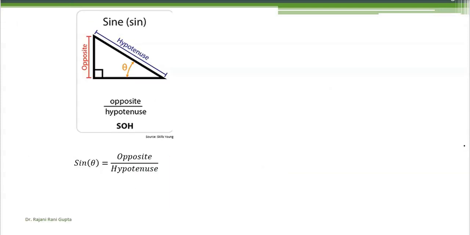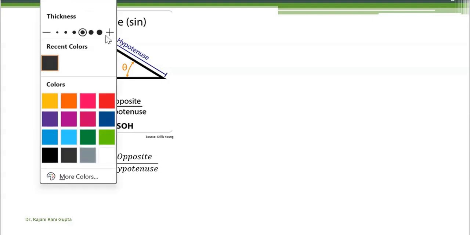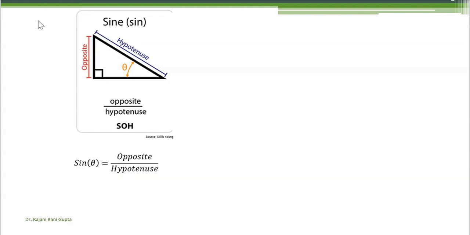As this angle is theta, opposite means opposite to this angle. So this is your opposite side, and this is the hypotenuse. If I denote the opposite side by O and the hypotenuse by H, then we define the sine of the angle theta as opposite side over hypotenuse. You can write it as O over H in short form. This is the first trigonometric ratio.